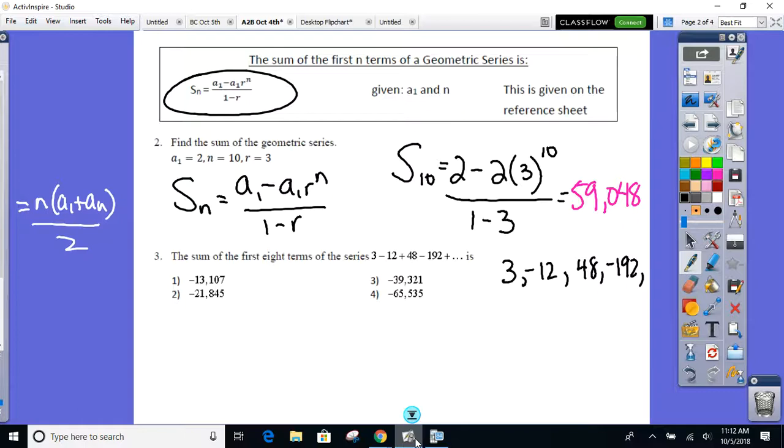What type of sequence is this? You got 2 choices, geometric or arithmetic. Arithmetic? How do you know? What am I adding? So it's geometric. Everyone agree it's geometric. I'm multiplying by the same number. So that tells me out of the two formulas for sum, I'm going to use the geometric one on my formula sheet. S sub n equals a sub 1 minus a1 r to the n all over 1 minus r.